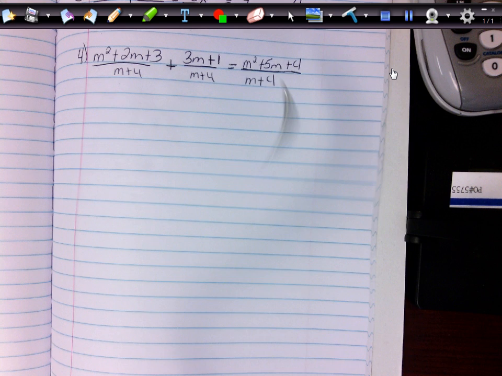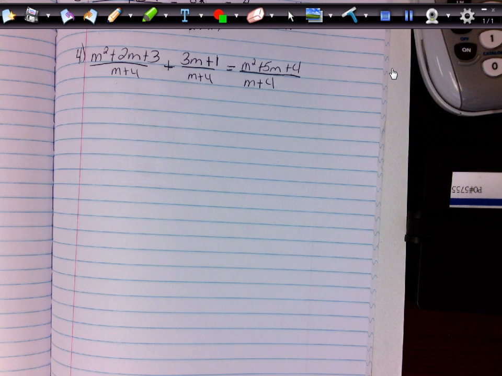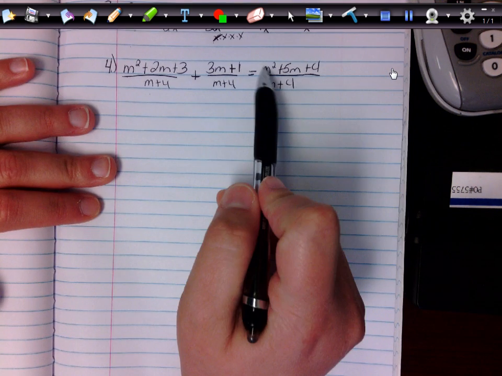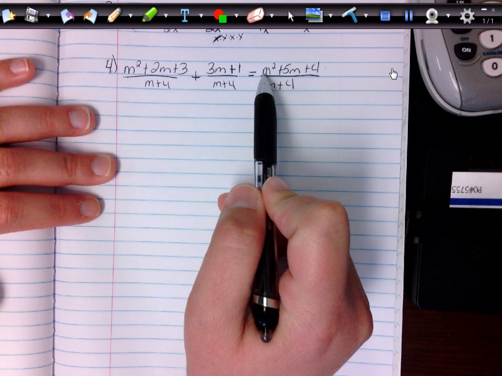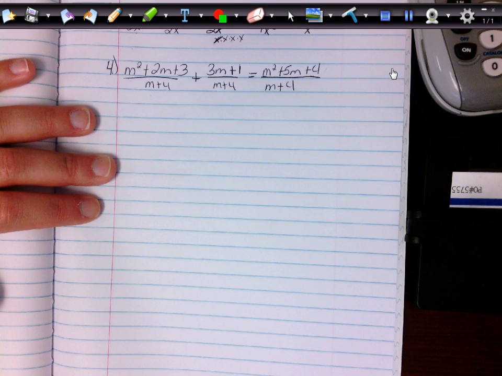Now we can't work with it the same way we worked with the first 2 examples because it's not a monomial in the bottom, it's a binomial, meaning 2 terms. So we're going to see if we can factor this numerator and see if anything will cancel with our m plus 4.